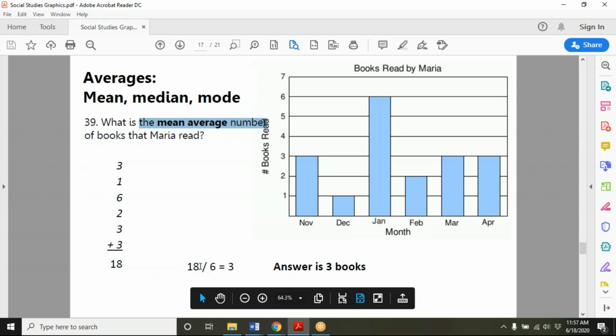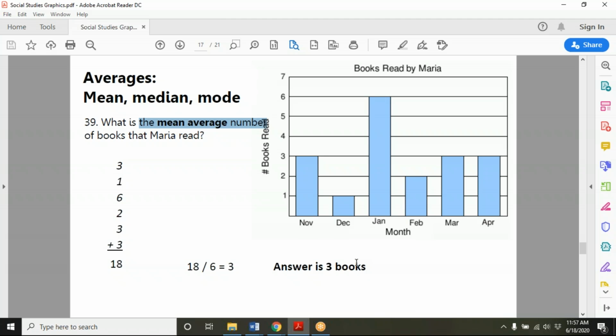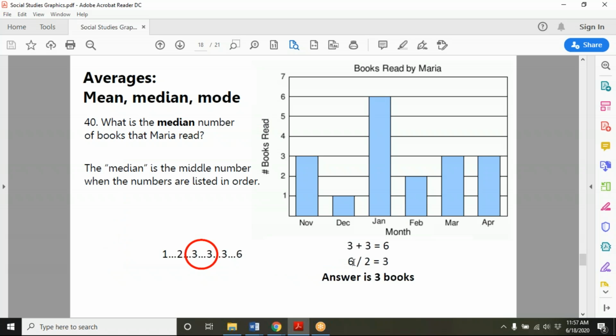She reads 18 books in 6 months. That's an average of 3 books per month. That's called the mean average. Just the regular average, right? We think of that as just what's the average? What's the average number of books she reads each month? That's technically called the mean number. Okay. And there are different ways.